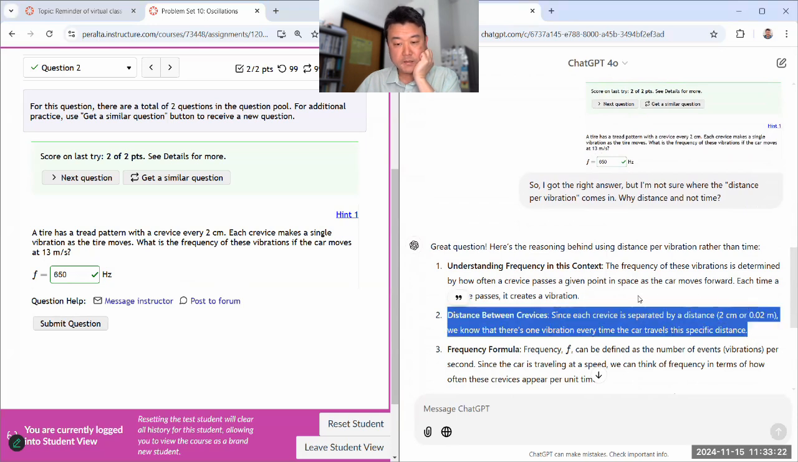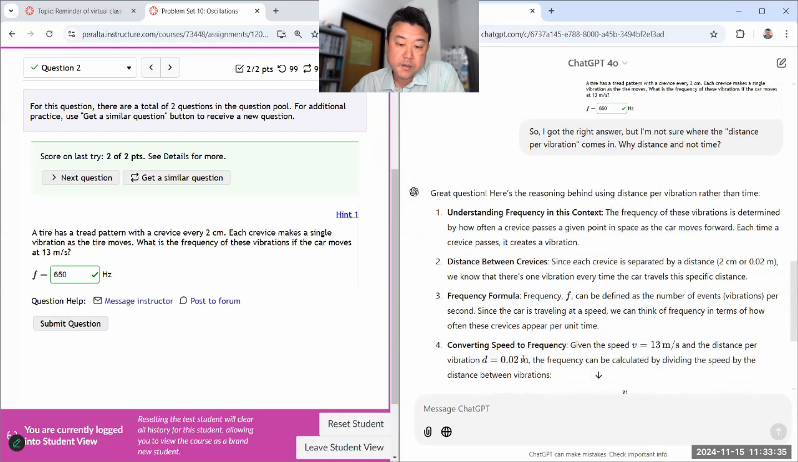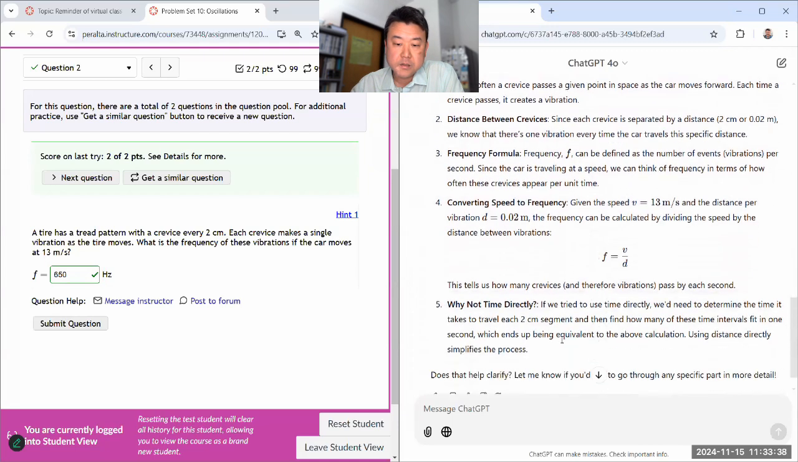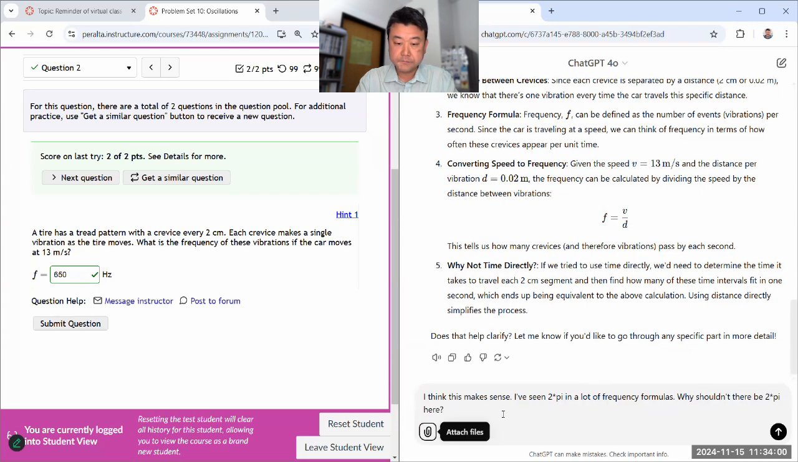Yeah. So I think this is a good explanation, trying to get an idea of a cycle, one vibration, and the frequency formula is the number of events, number of cycles, vibrations. Yeah, I think that's good. I think this makes sense. I have seen 2 pi in a lot of frequency formulas. Why shouldn't there be 2 pi here?